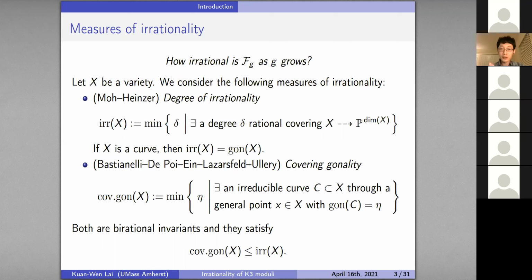In fact, in the remaining part of this talk, I will mention only the degree of irrationality, because although in the very beginning of this project we considered both of them, eventually we're able to estimate the degree of irrationality. Here, I just want to mention there are several measures of irrationality.